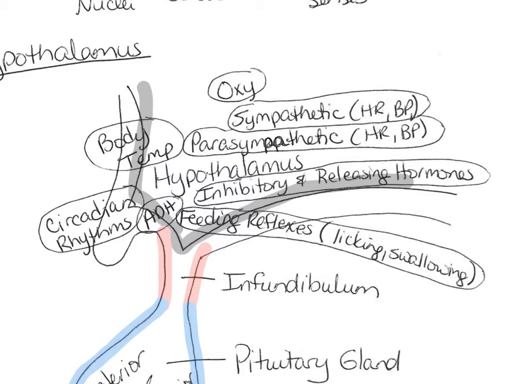And so we're going to talk about each one of those. The first thing is that it releases 2 hormones. One is called oxytocin, and the other one is called ADH. They're released from different areas on the hypothalamus, and they have different functions.